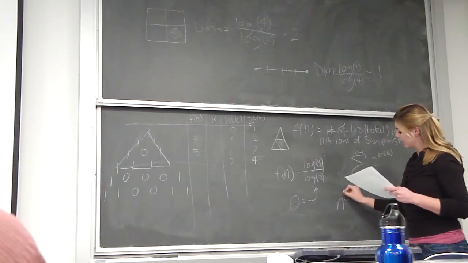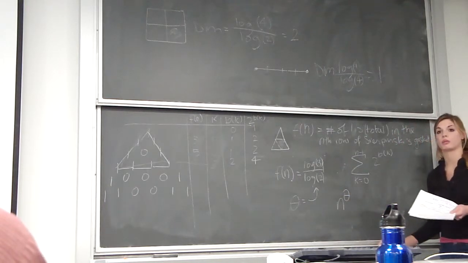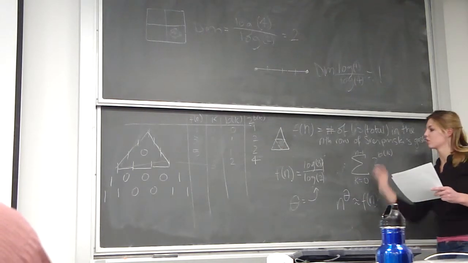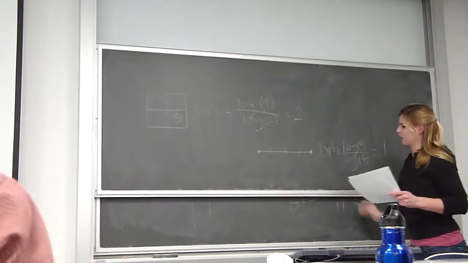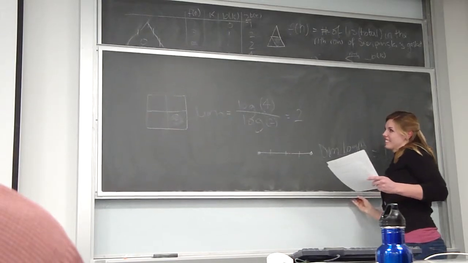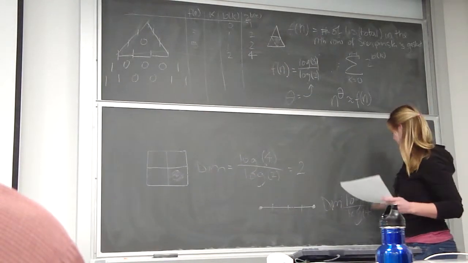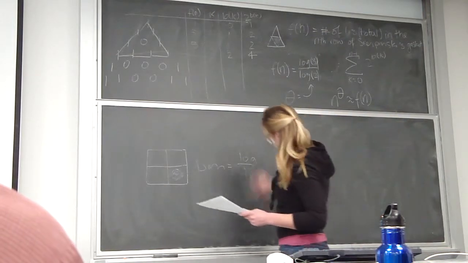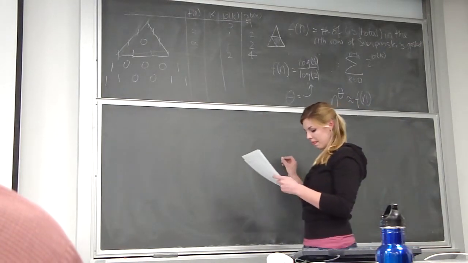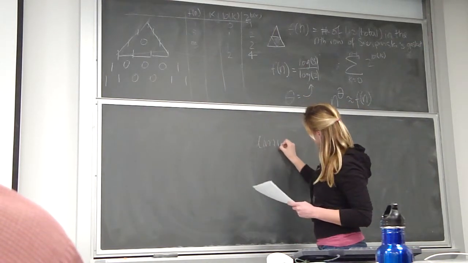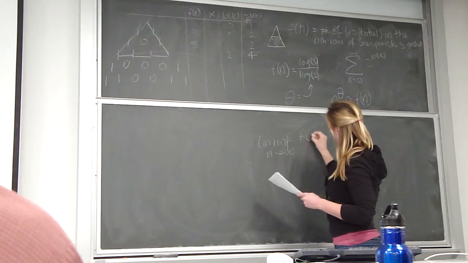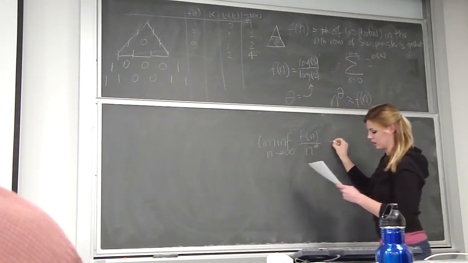That n to the theta is a reasonable approximation for f of n. Now, to show this, we need to talk about the limit inferior, and we're using this to compare for accuracy. The limit inferior of f(n) as compared to n to the theta is 1.